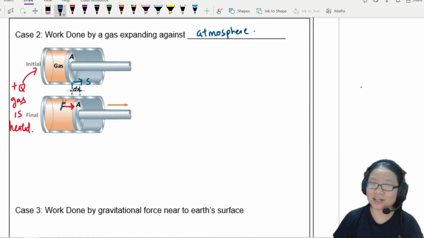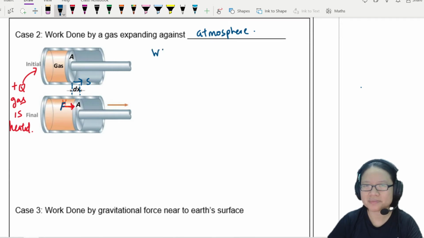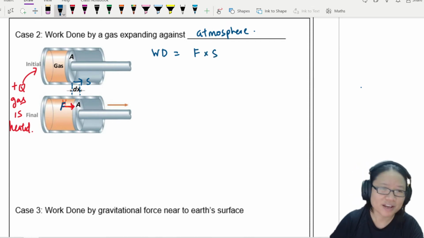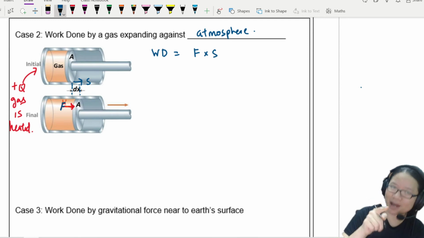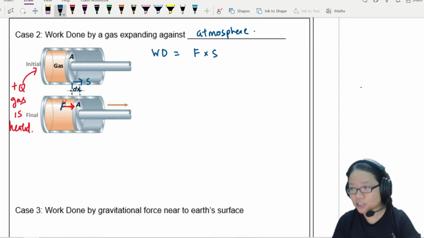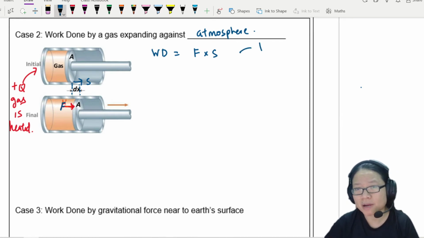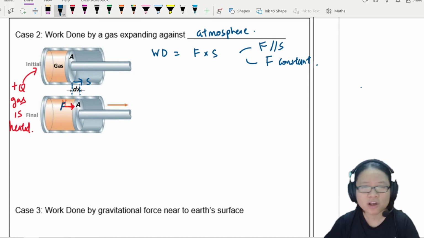Do you remember how to find work done? Work done is equal to force times distance. Thankfully, F and S are once again parallel, and we will assume that the force is constant during the expansion. So remember the conditions: F and S are parallel, and F is constant. If the conditions are obeyed, then the work done will be equal to F times S.